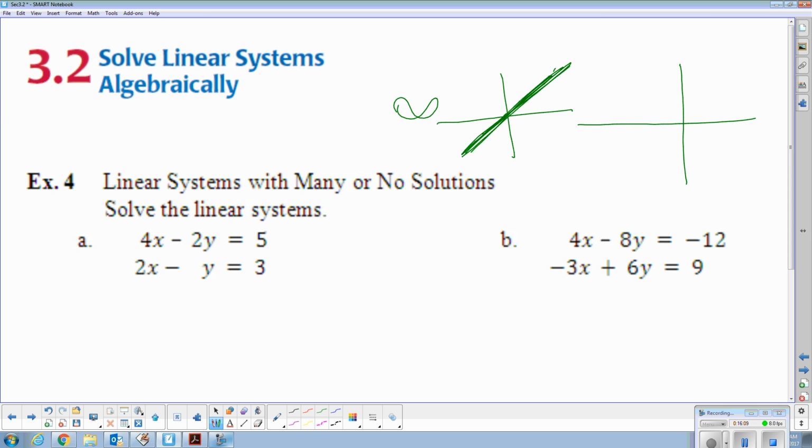A graph that has no solutions is the two lines are parallel. Okay, so they have the same slope, they will never intersect. That means any solution on one line is not ever going to be a solution on the other line. So this is what the graph looks like for no solutions.